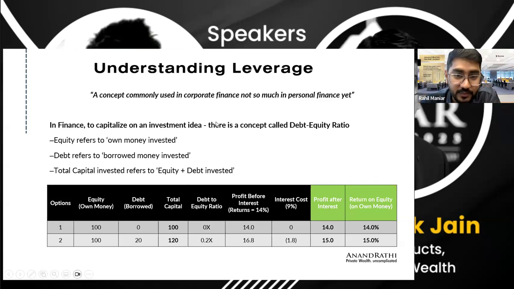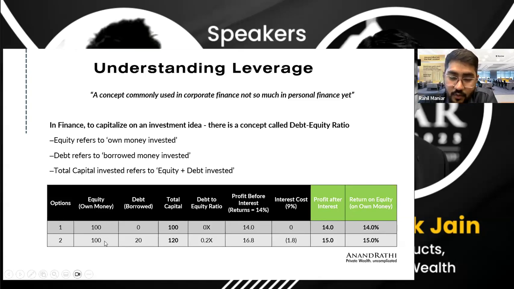That is where the concept of debt equity ratio also comes into play, where equity is the owner's own money, debt refers to your borrowed money, and total capital is equity plus debt. So there are two options. Let's say equity is 100, which is our own money. You don't borrow anything. You have total capital of 100, so your debt equity ratio is going to be 0. That 100 rupees grows at 14%, so profit before interest will be 14. Zero interest cost, so profit after interest is also 14, which means the return on equity of that 100 rupees is 14%. How did I come to 14%? 14 divided by the own money, which is 100.